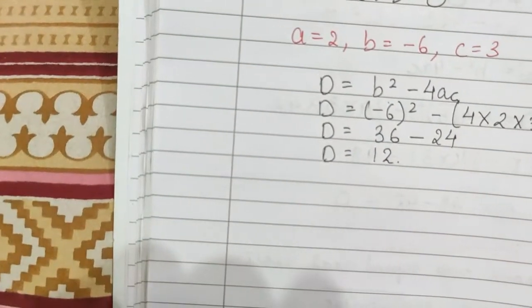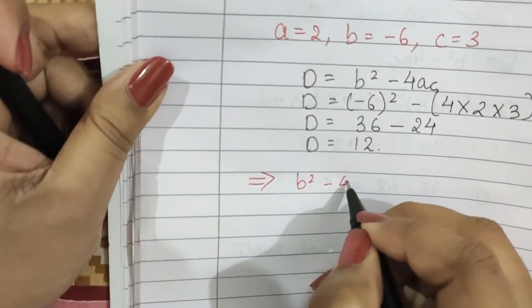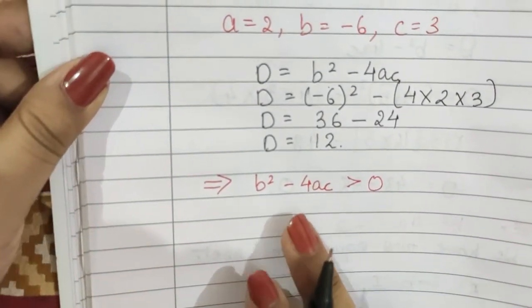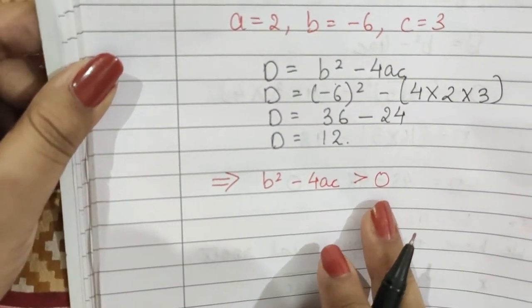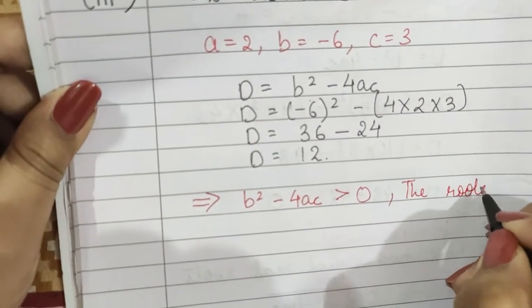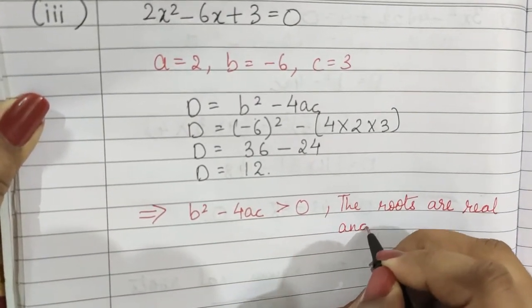So over here we get B square minus 4AC is greater than 0. Now what happens when B square minus 4AC is greater than 0? The roots are real and distinct.